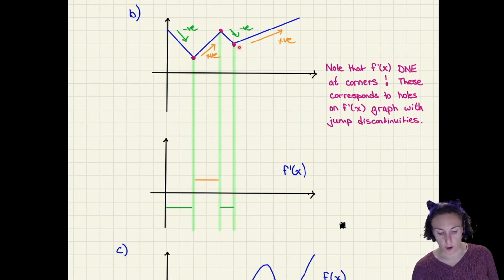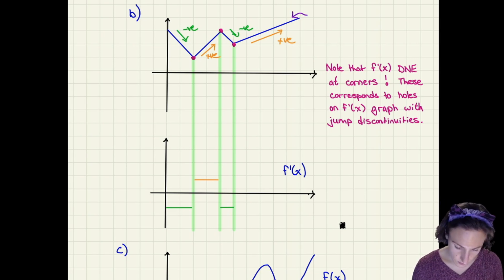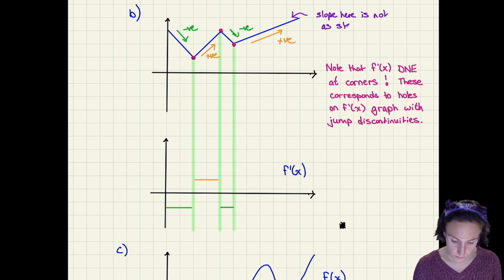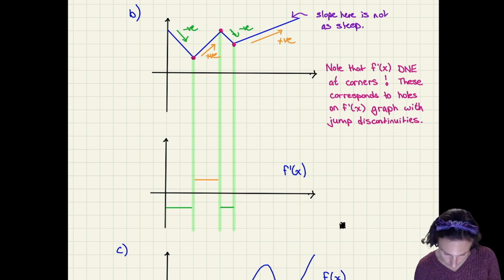But this other part where the slope is positive, after that last pink point, is not nearly as steep here. Notice that the slope here is not as steep. Let's say it's roughly half the slope of this first line that's increasing. So when I plot my derivative function, it's going to be at roughly half.